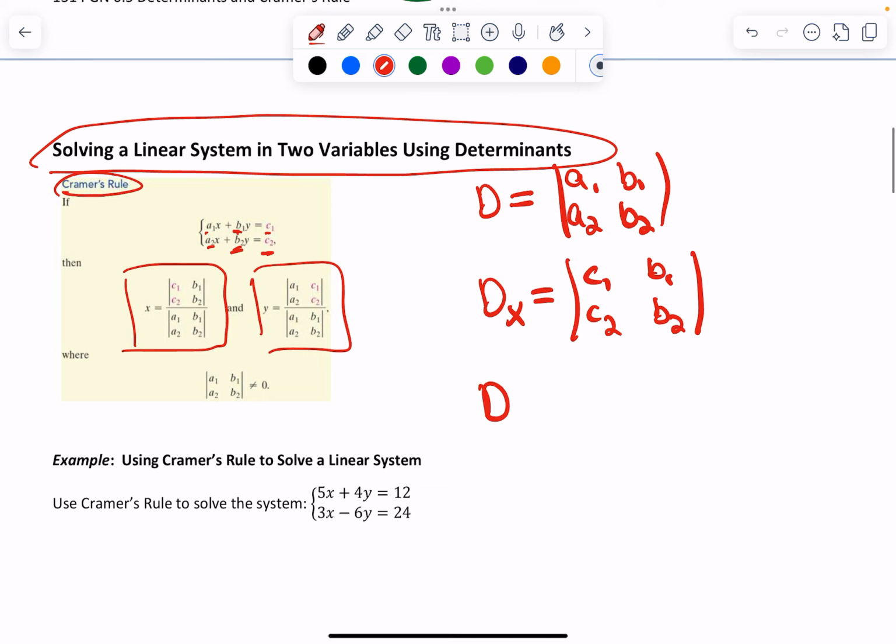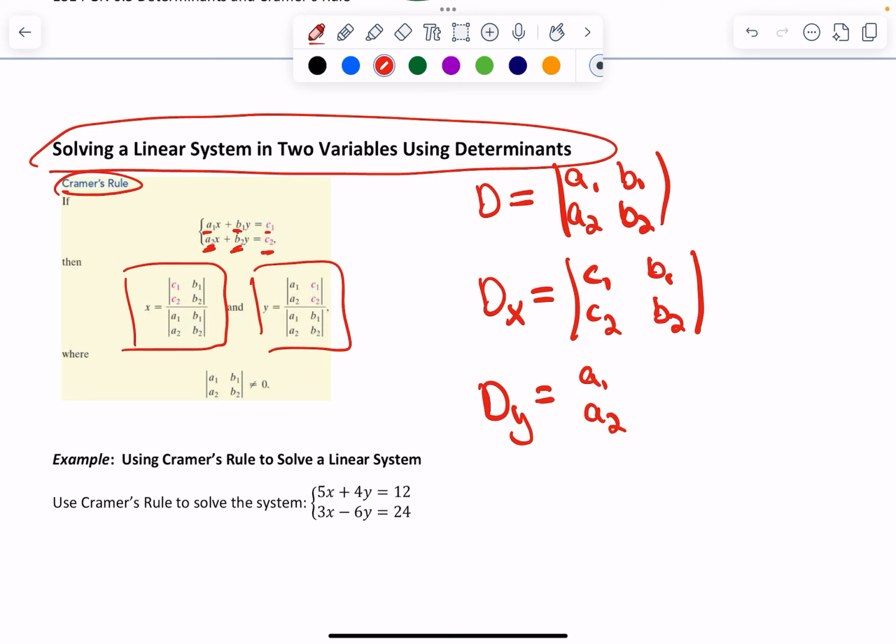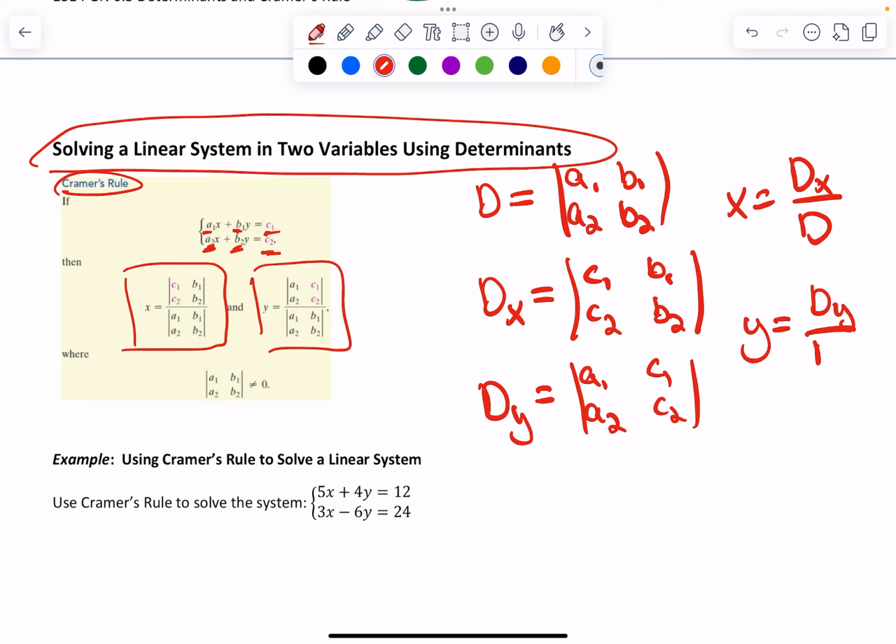And then if we do d sub y, again, we're going to take the coefficients of a, which are on the left, so that's going to be our first column. And then we're going to take the constants C1 and C2 here. Okay, when we want to calculate x, that would be d sub x divided by d, and our y would be d sub y divided by d, and d does not equal 0.